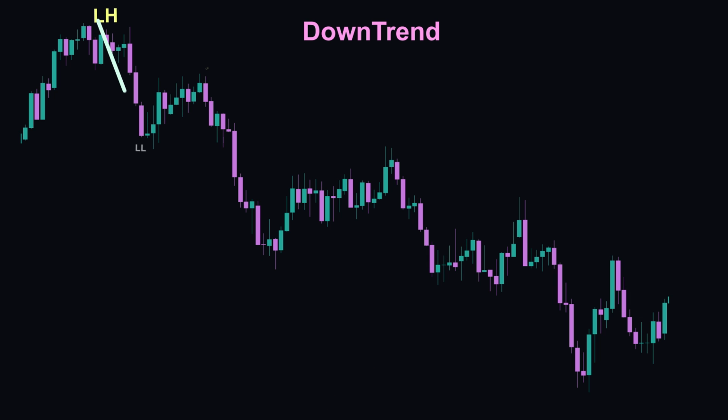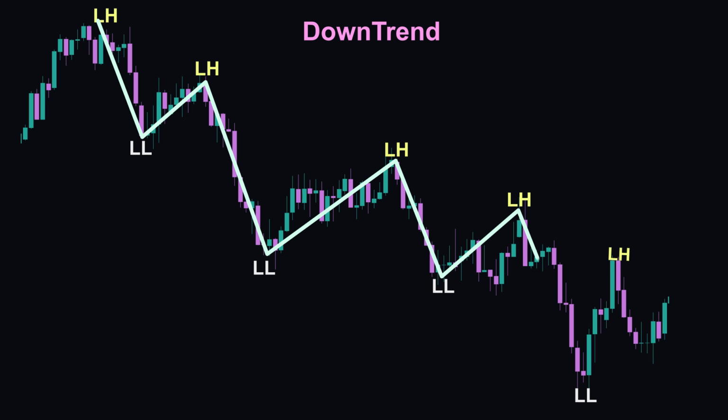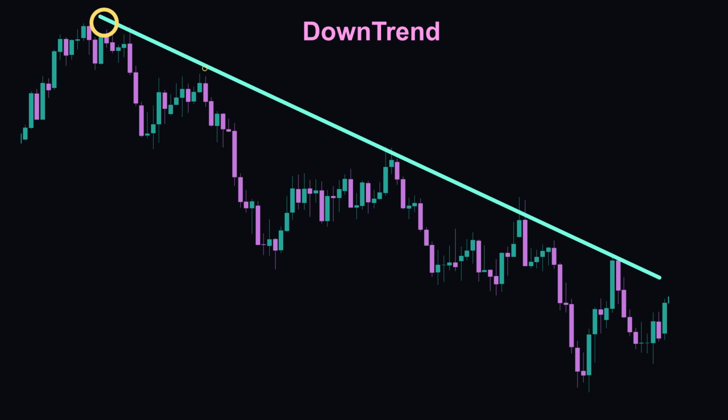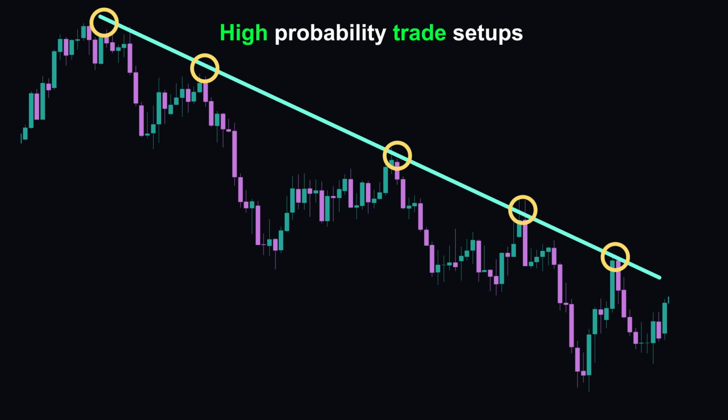Here, we see a current downtrend because prices are making lower highs and lower lows. In a downtrend, you should place your trend line above the trend. Once again, adjust the trend line to touch as many points as possible. It's really that simple. Now that you've mastered drawing trend lines effectively, let's delve deeper into how you can use them to identify high-probability trade setups.